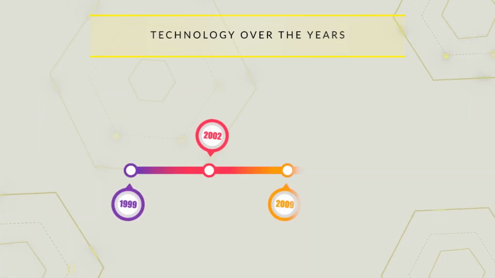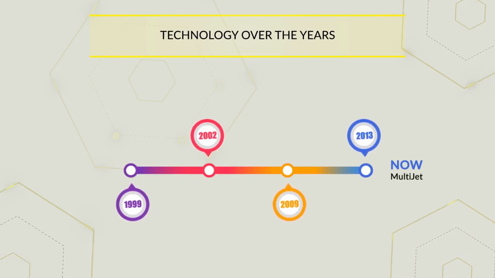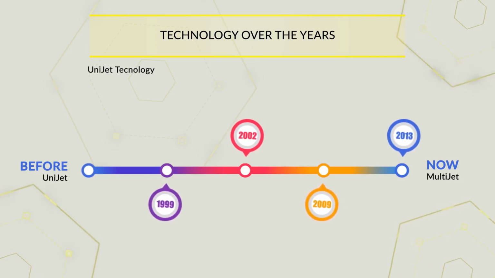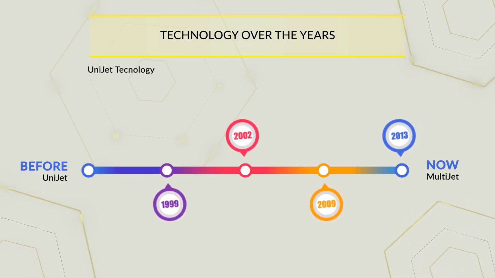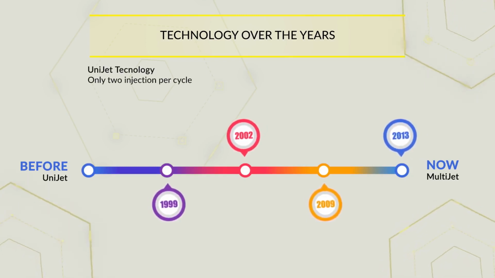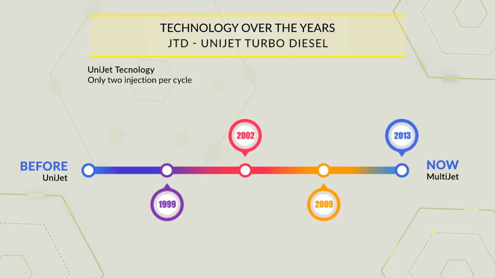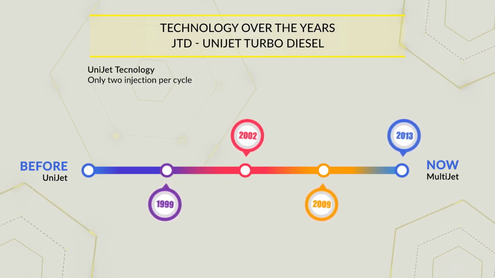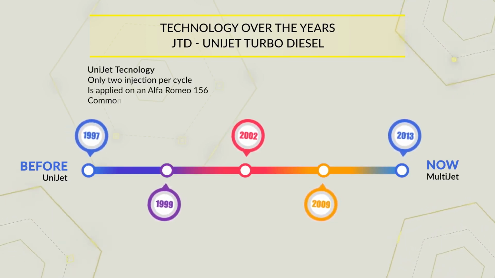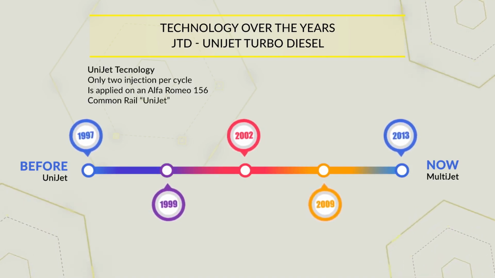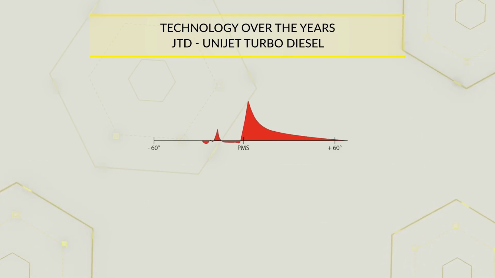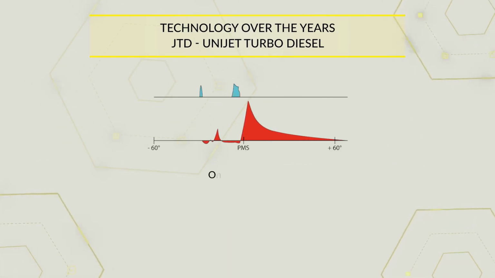In any case, this is the technology currently used. But prior to this, the technology called Unijet was used, which did not allow up to 5 multi-injections during the same operating cycle, but a maximum of only 2 injections per cycle. The Unijet technology, commercially called JTD, Unijet Turbo Diesel, for the Fiat Group, was applied for the first time on an Alfa Romeo 156 in 1997 and used the common rail Unijet as the fuel system. This used the same principle as the multijet but the substantial difference was the number of injections, as it only had 2.